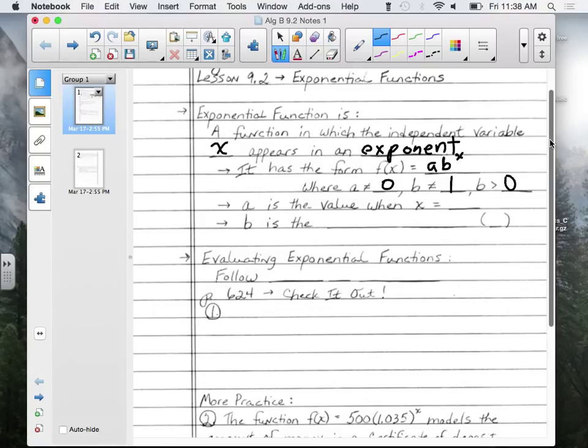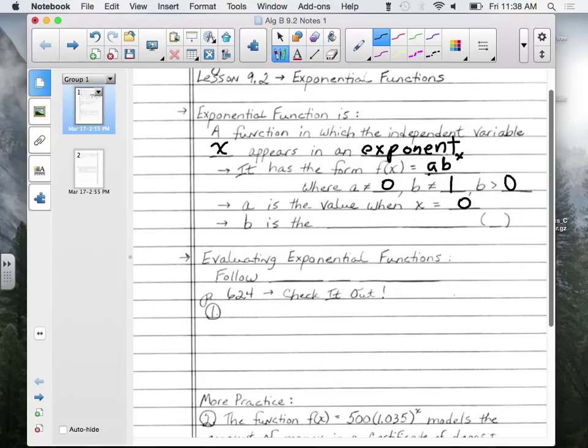All right, so a is the value, because it's a times b taken to some power, right? So a is the value when x is 0. So if we were to take b to the 0 power, what's b to the 0 power? Something taken to the 0 power is 0? Go ahead, try it on your calculator.